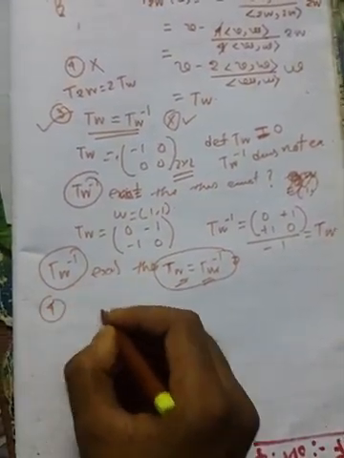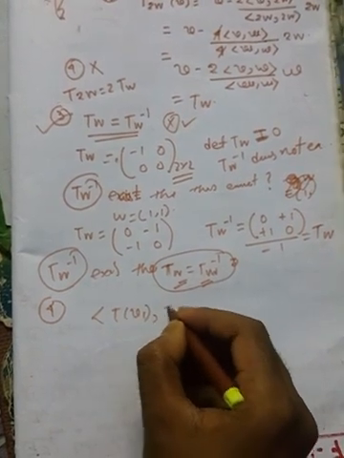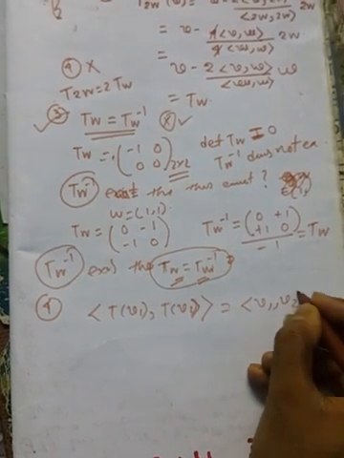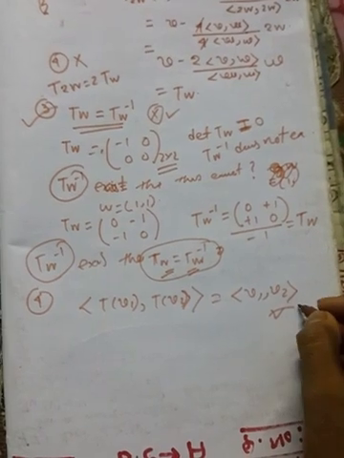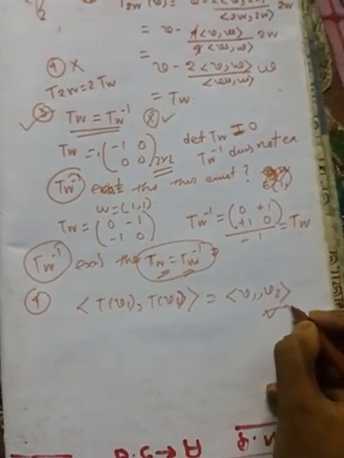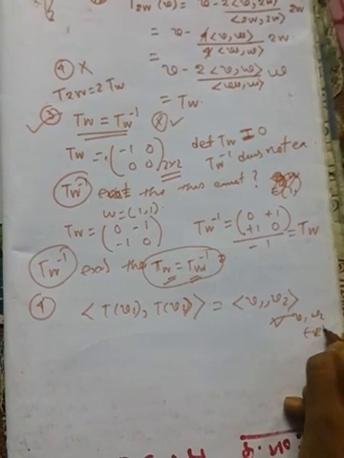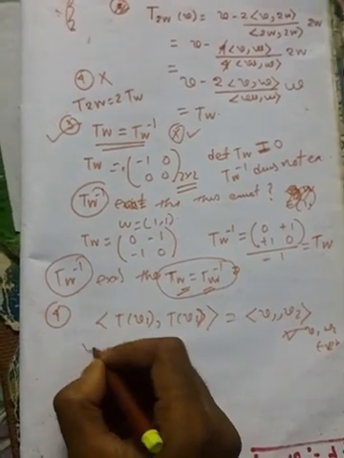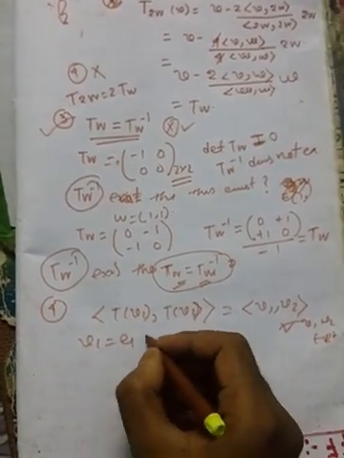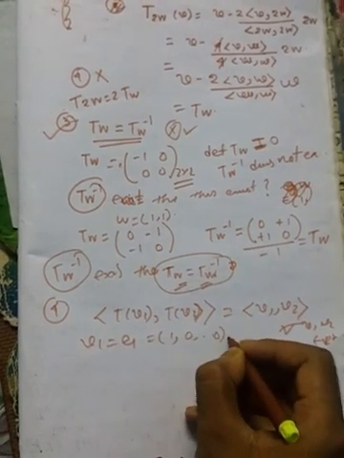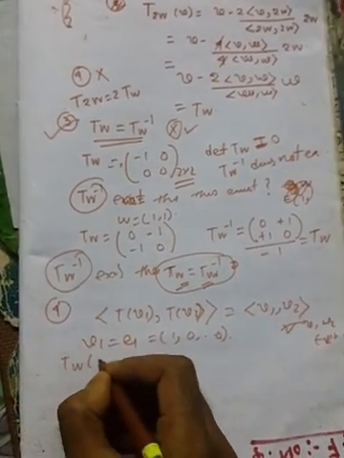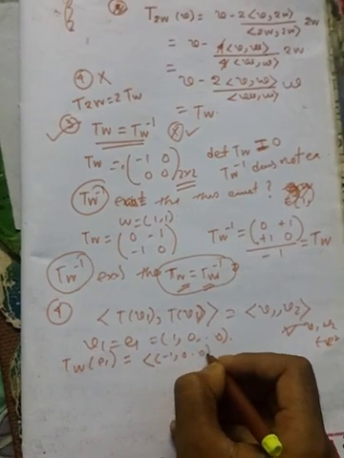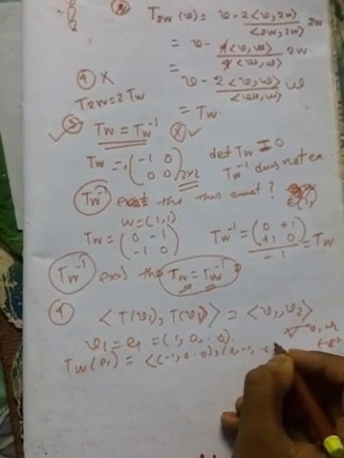Now we check option 4. Option 4 says the inner product of T of V1 and T of V2 is equal to the inner product of V1 and V2, for all V1, V2 belonging to R to the power n. Check this option. Suppose we take V1 equal to E1. What is E1? E1 has first component 1 and all others 0. Then what is T of E1? This is minus 1, and all others 0.